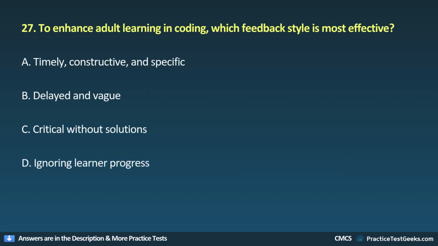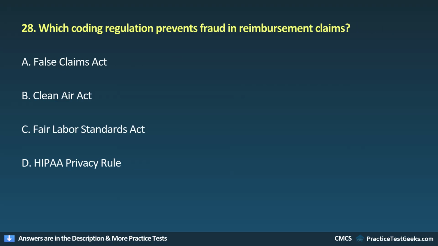27. To enhance adult learning in coding, which feedback style is most effective? A. Timely, constructive, and specific. B. Delayed and vague. C. Critical without solutions. D. Ignoring learner progress.